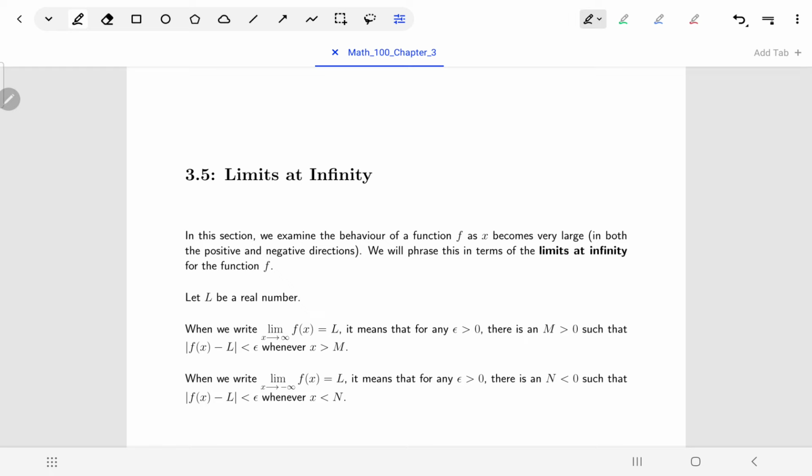We're not going to be using the formal definitions, though, for limits. We're going to be using a couple of theorems to help us out, and then some ideas from earlier.